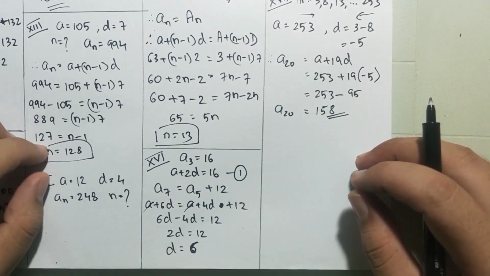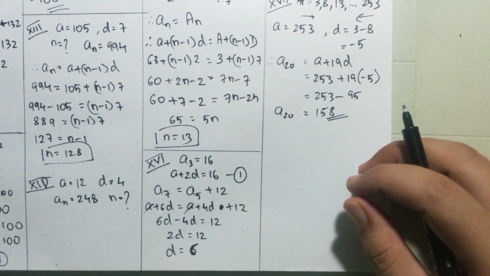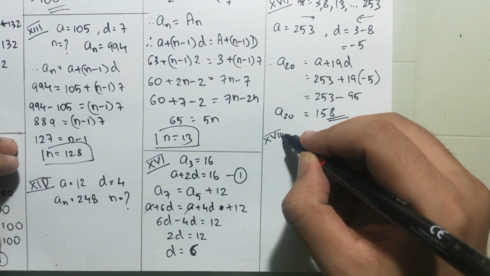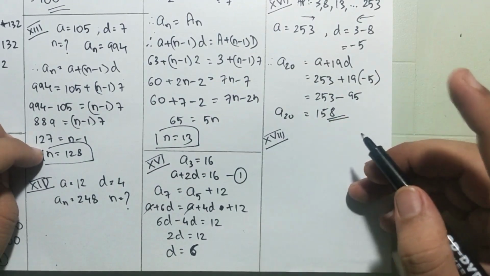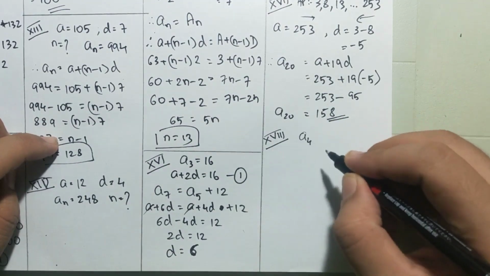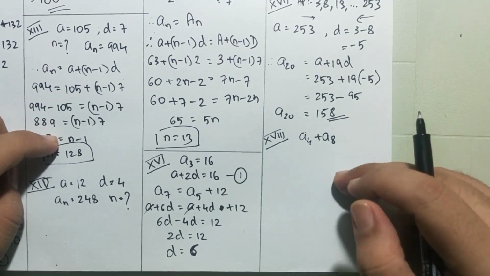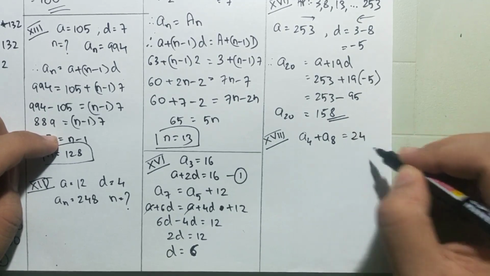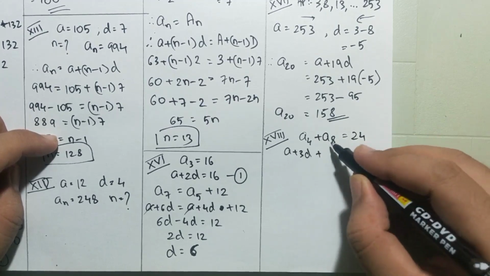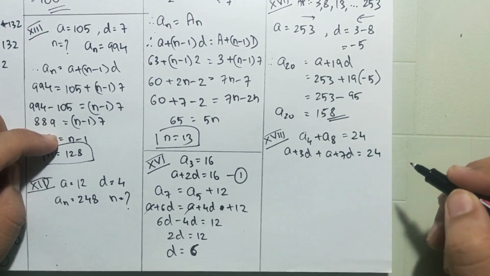For the 18th sum, only my explanation is required and you can do it by yourself, because we are going through that elimination method. In the 18th sum, the question is the sum of the fourth term, that is A of 4, and the 8th term, that is A of 8. The sum of the fourth term and 8th term is 24. So what is the fourth term? That is A plus 3D. What is the 8th term? That is A plus 7D equals 24.